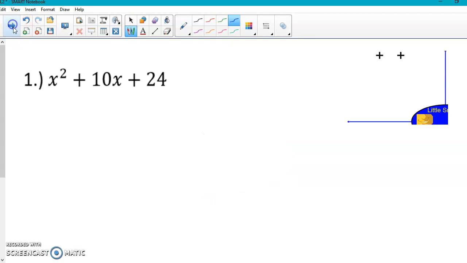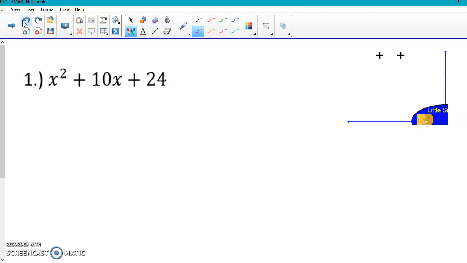So let's go ahead, and our first one we're going to do says x squared plus 10x plus 24. So if you notice, our trinomial has two plus signs. So this is going to go in the left upper box of the graphic organizer that hopefully you just made, because this is a plus plus. So write the problem in that upper left box.